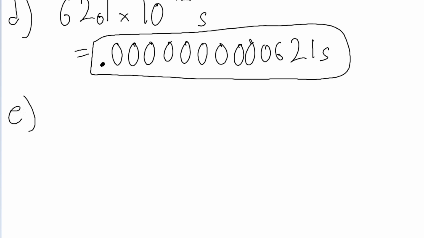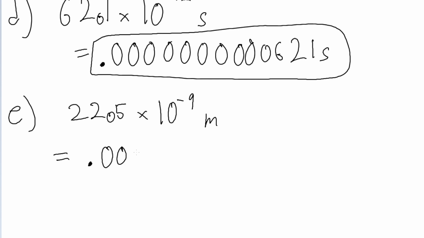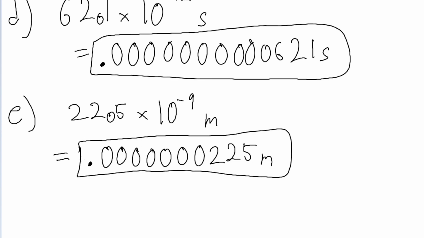In part E, our number is 22.5 nanometers. Now the nano unit prefix represents a power of 10 to the power of negative 9. So it's 10 to the power of negative 9 meters, which means we're going to take the decimal point and move it over 9 spaces to the left. Doing this, we get a result of 0 point and then 7 zeros. 1, 2, 3, 4, 5, 6, 7, followed by 2, 2, 5. And then we put the meters. And that is the expanded form for part E.